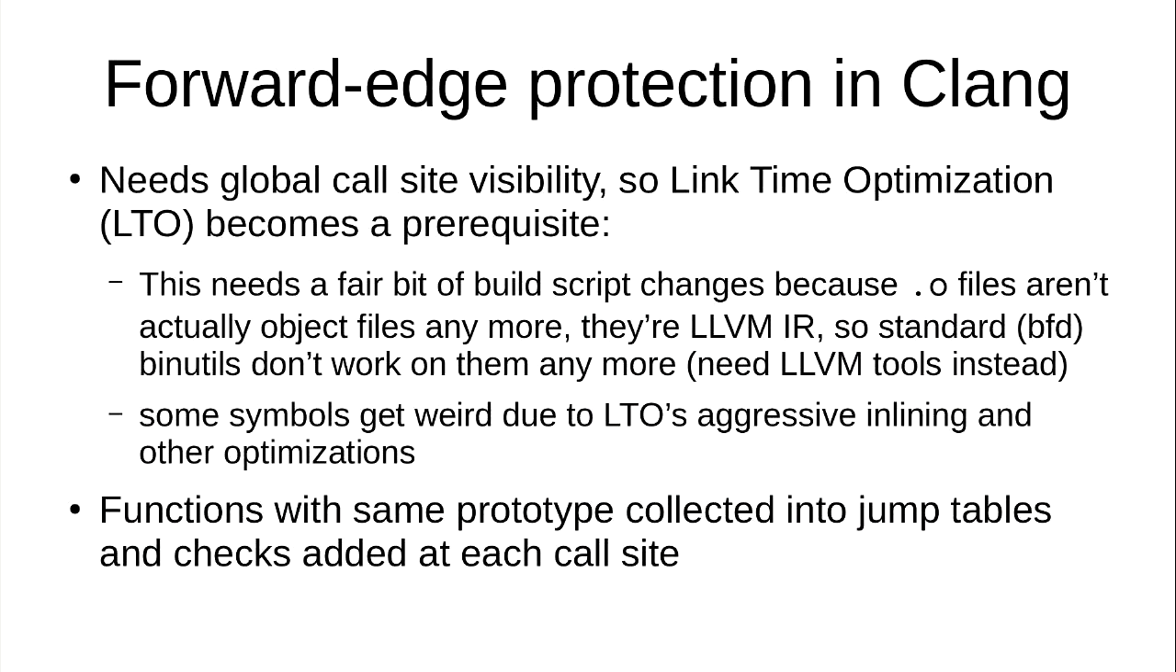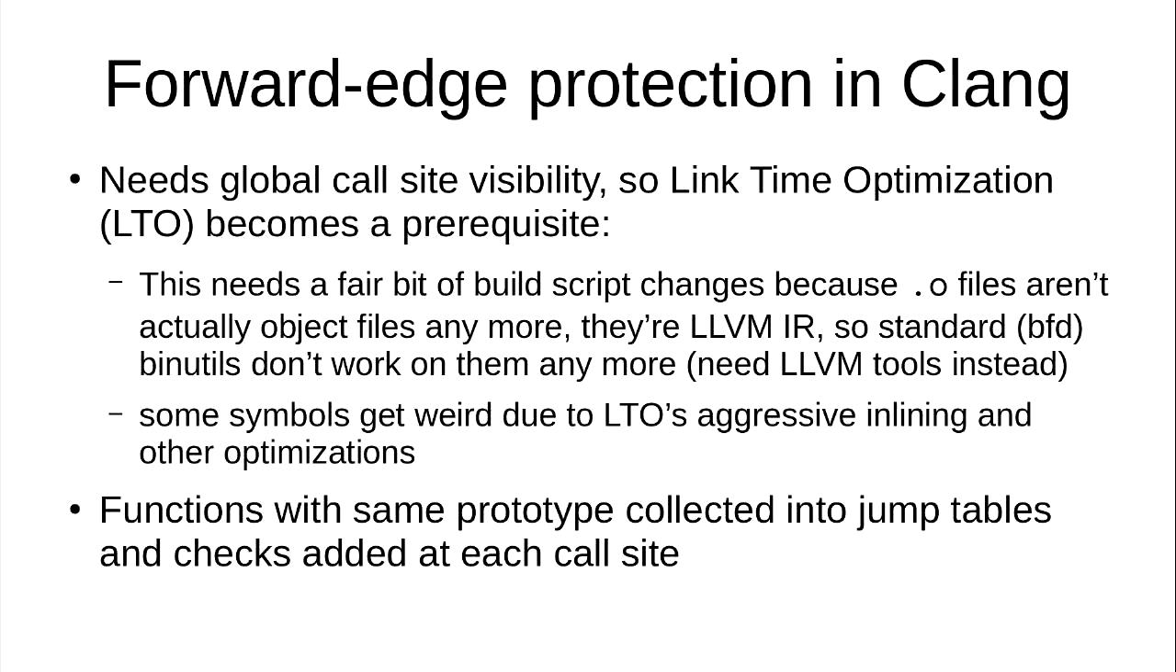So the question is, how do we do this? In Clang, one thing that's required is link time optimization, which effectively gives the linker and the compiler visibility across the entire code base at once. Normally, you're building .o files individually, and you link them all together, and you don't care as long as the symbols match up, things are cool.